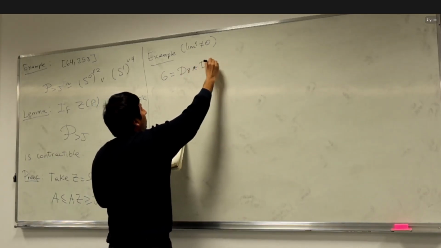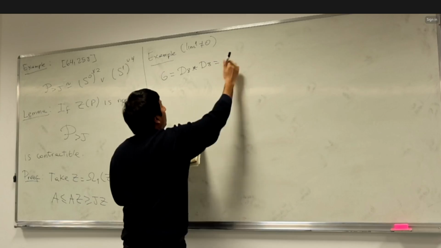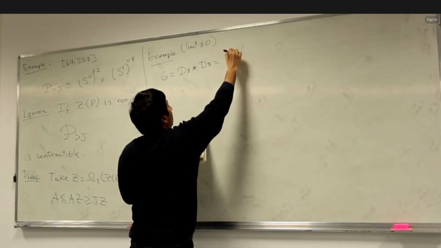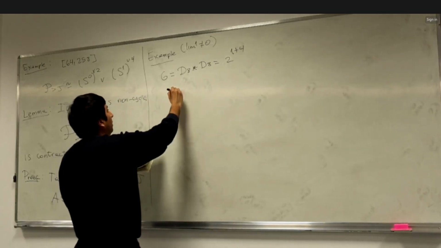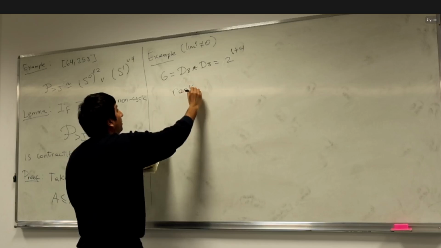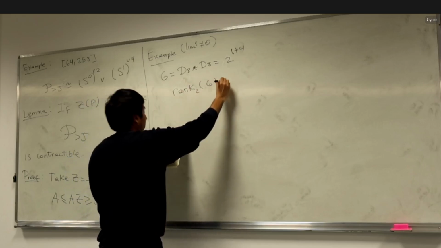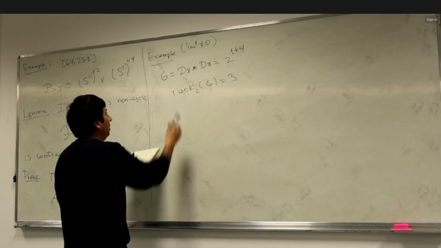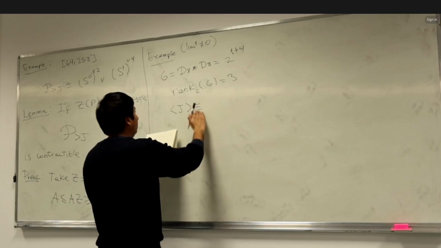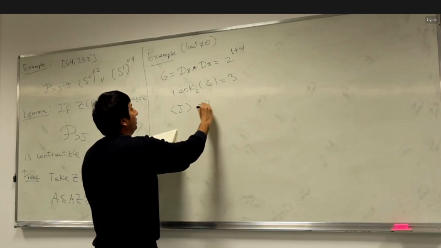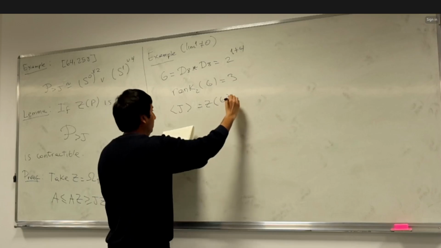The central product, that is the extra special group of order 32. The P rank of this group is 3, of course. And we know that this is the center. We can take J as the generator of the center.